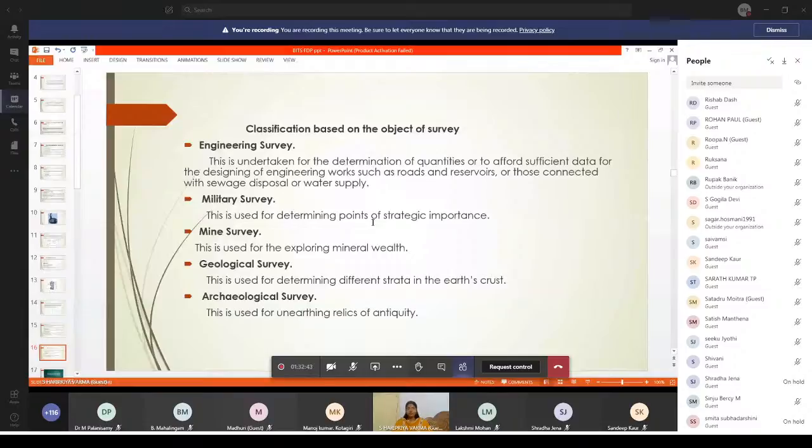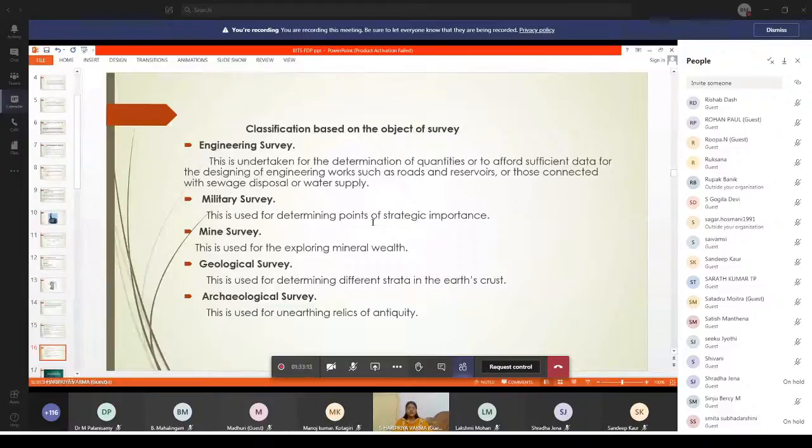It is again subdivided into engineering survey, military survey, mine survey, geological survey, and archaeological survey. Coming to engineering survey, this is undertaken for the determination of quantities or to afford sufficient data for the designing of engineering works such as roads, reservoirs, dams, and so on. And also those connected with sewage disposal or water supply bodies.